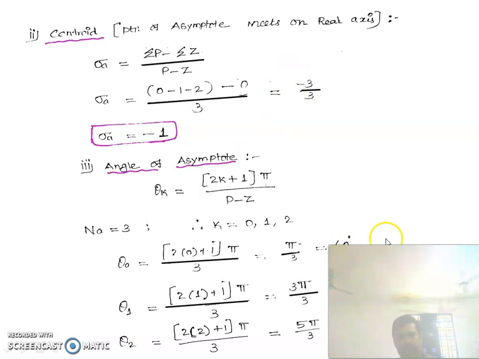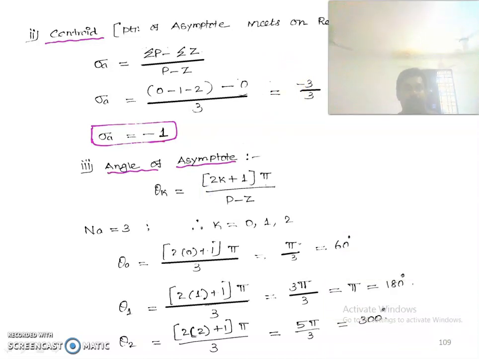Now we are going to find the angle of asymptotes. The expression for the angle of asymptote is theta k = (2k+1) times pi divided by (P - Z). P is the number of poles and Z is the number of zeros. What is k here? Since we have 3 asymptotes, the values of k are 0, 1 and 2.